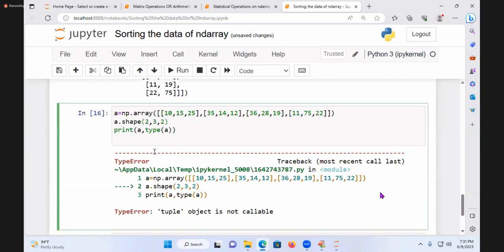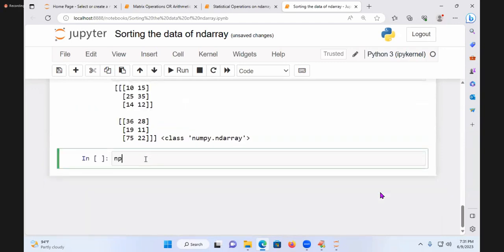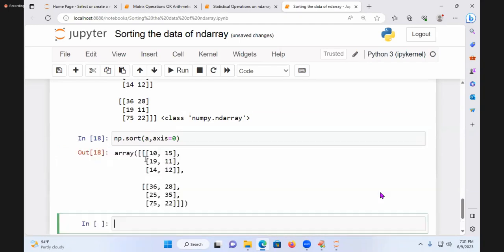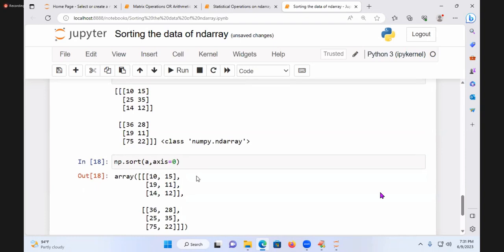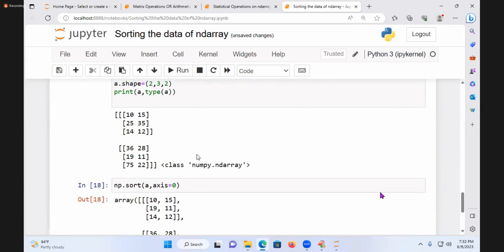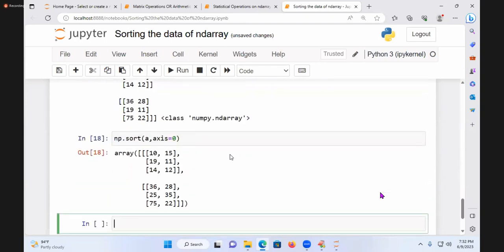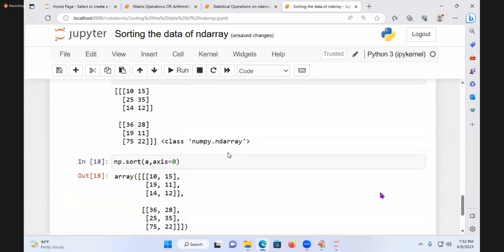What happens? See the data, students. np.sort of A, axis is equal to 0, and you see that it is 10, 25, 14. Now 10, 10. What is this? Axis is equal to what? What is happening now? 10, 19, 14. 10, 19, 14.